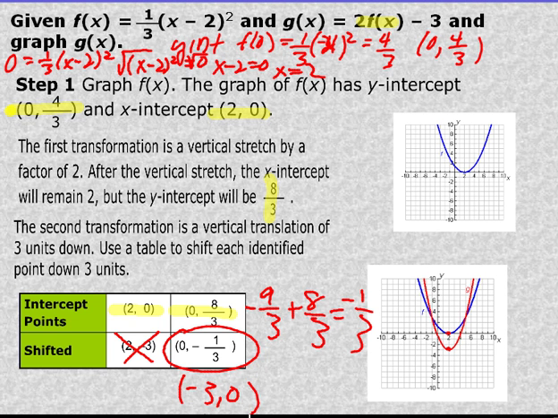And again, once you have your vertex and one other point, we can find the symmetric value. So we're going to have 0, negative 1/3, and the vertex at 2, negative 3. So if we go 2 over, this would also be negative 1/3, and we could draw our curve.